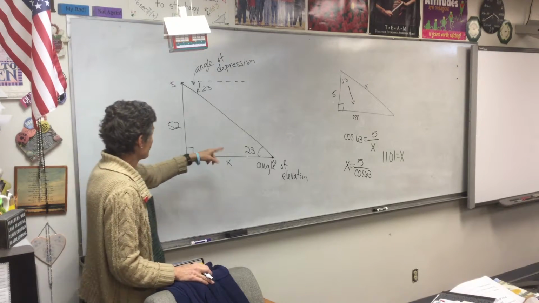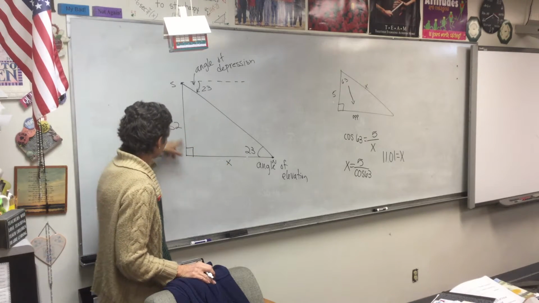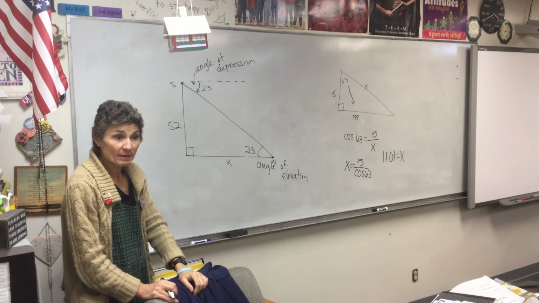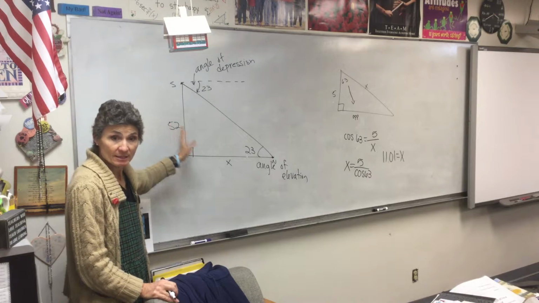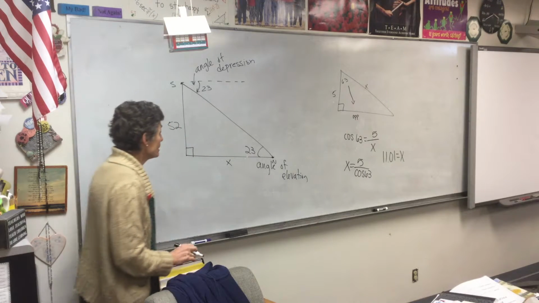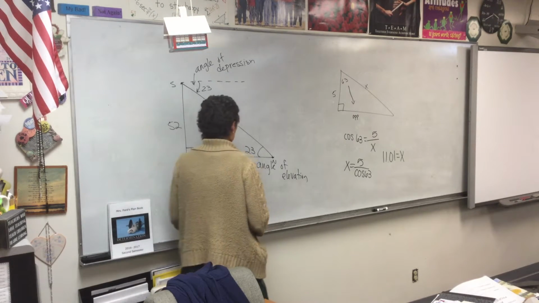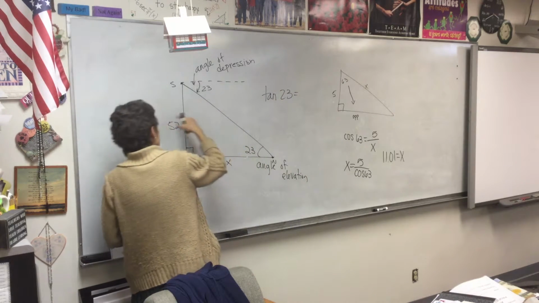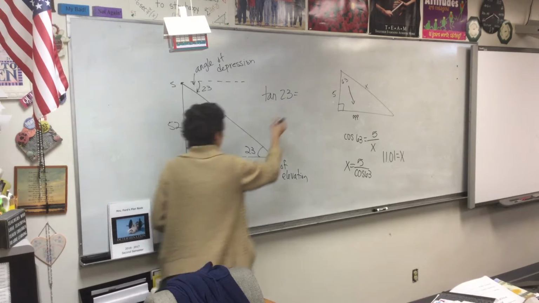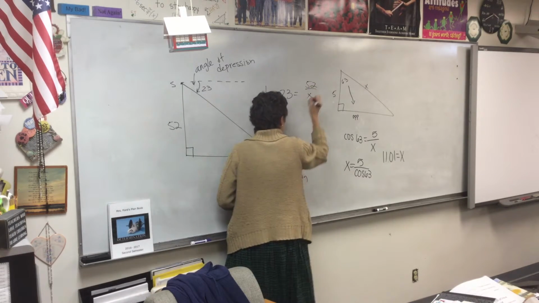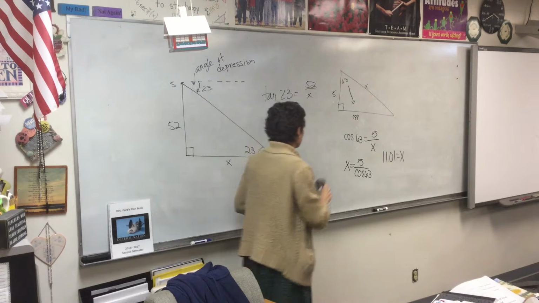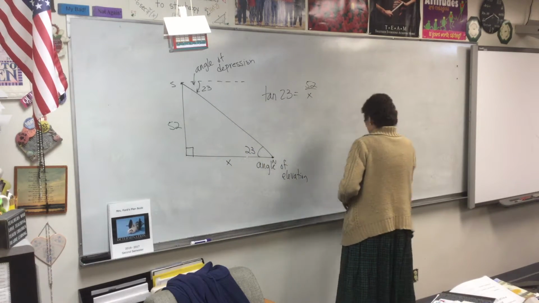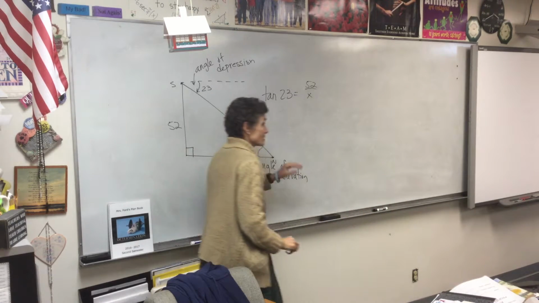So what function do you think I should use? There's my 23. What function? Tangent. And why am I doing tangent? Opposite over adjacent. So it is always opposite over adjacent. So I'm going to say tan 23 equals 52 over X. So this time the X goes in the bottom because opposite over adjacent is my setup.